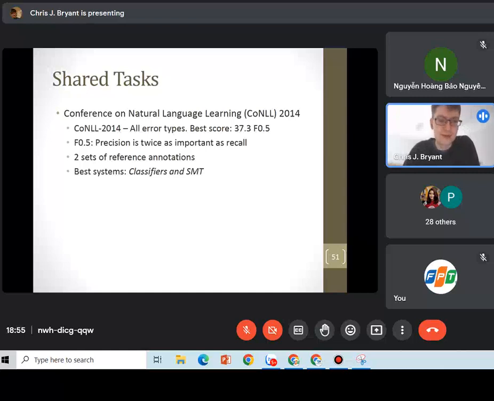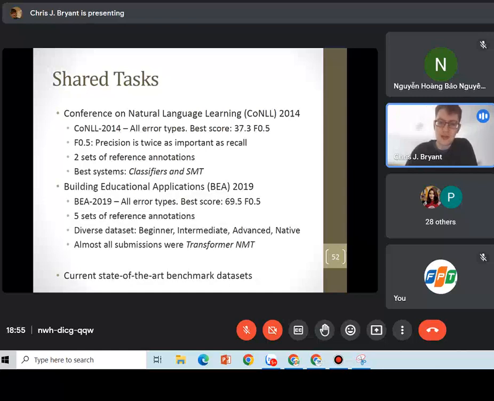This shared task also had two sets of reference annotations, and so there were two possible correct answers to match. And this time the best systems were classifiers and machine translation for the first time. Then the most recent shared task, again, was all error types. This time the score was much, much higher. That was partly because there were 5 sets of reference annotations, because it was considered important to have lots of different possibilities, given that there are multiple ways of correcting a sentence.